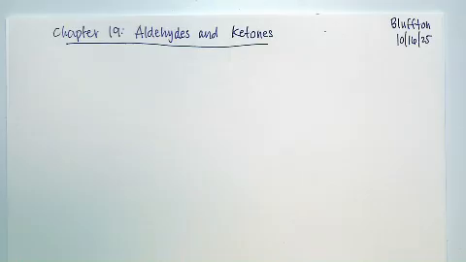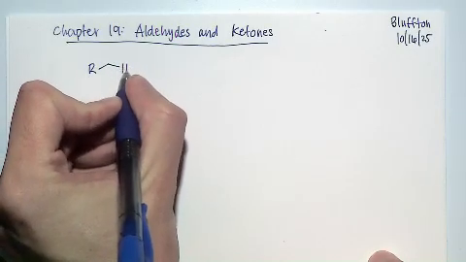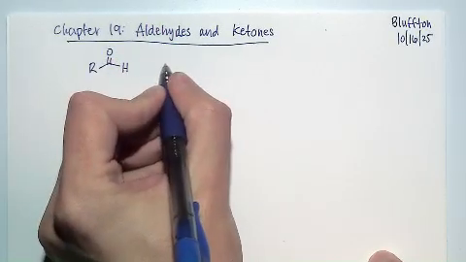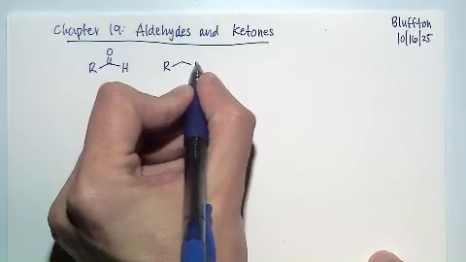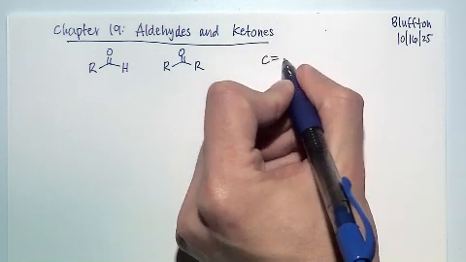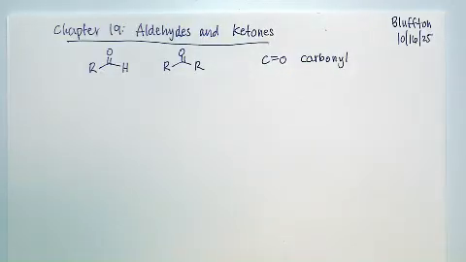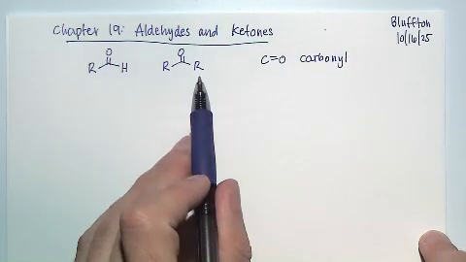Okay, so aldehydes and ketones. Let's remind everybody of what these functional groups are. These are both carbonyls. The C double bond O is the carbonyl group. And both aldehydes and ketones are carbonyls. There's other kinds, and we're going to talk about those in the next chapter. But we're just focused on these two.